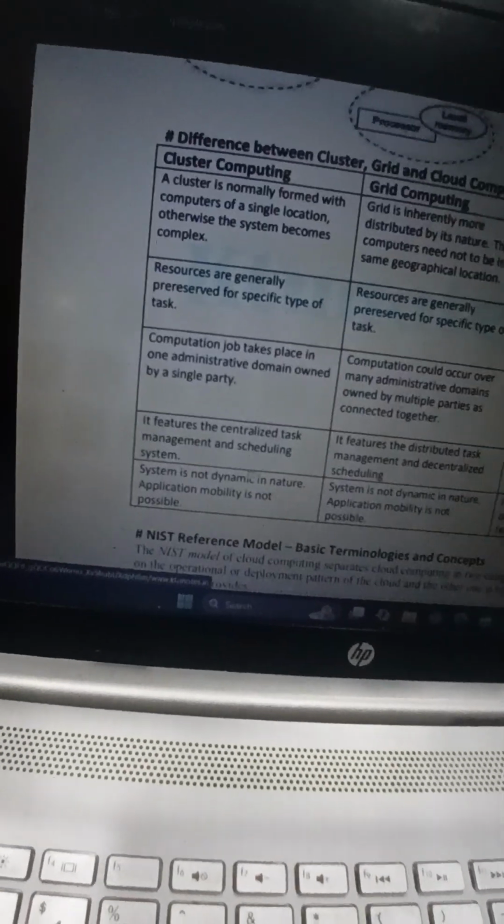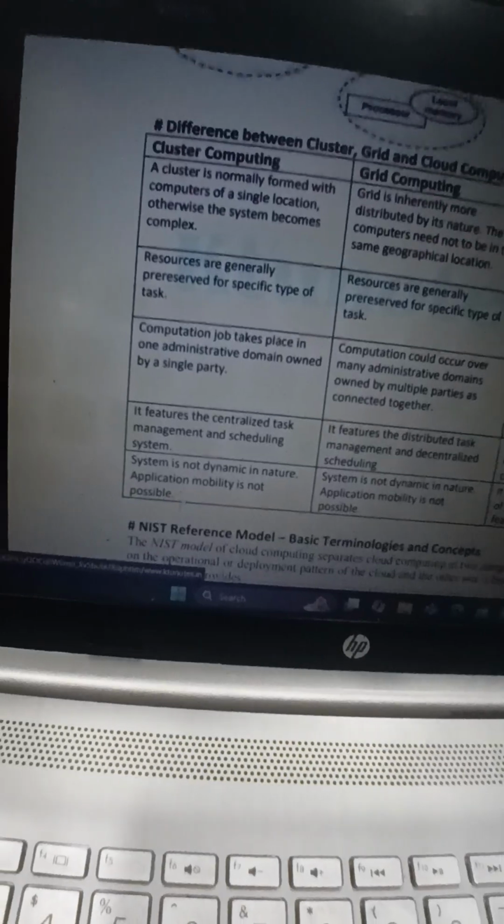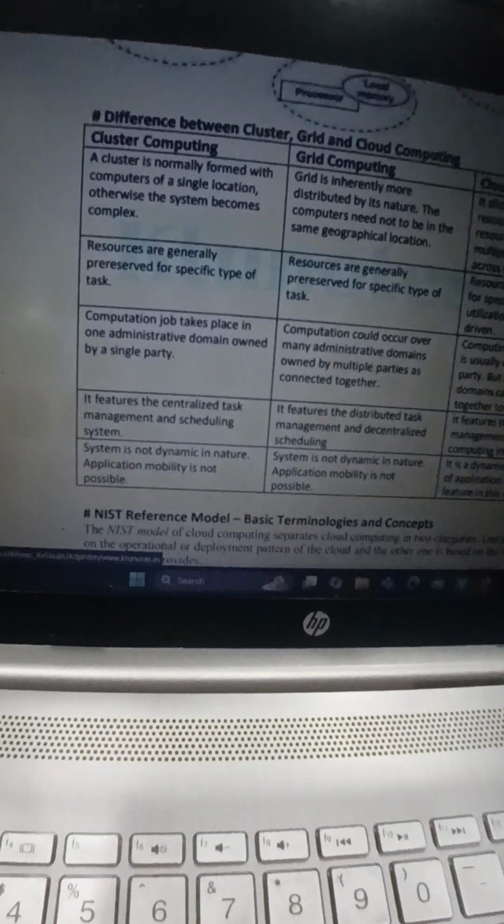In a cluster, the system is not dynamic in nature, and application mobility is not possible. In the grid, it is also not dynamic in nature, and application mobility is not possible. But in cloud computing, it is a dynamic system, and mobility of applications is also possible.